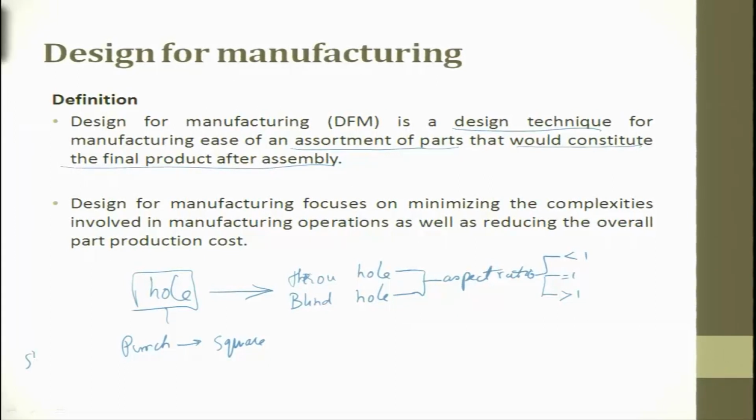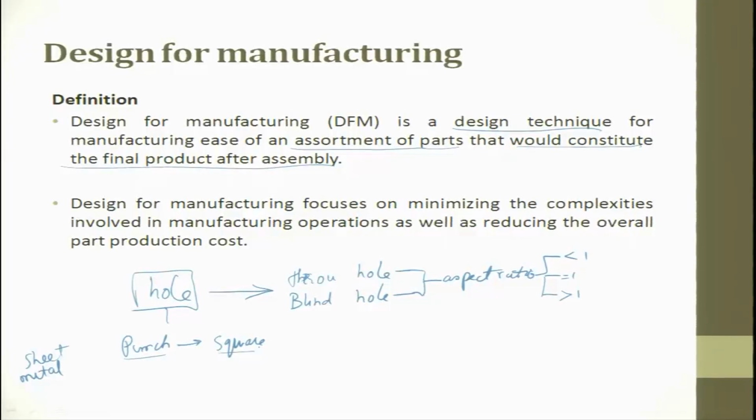For example, sheet metal, when you use it for a desktop, you see on the sides of the cover of the desktop a lot of holes. These holes are basically air vent holes to remove the heat which is generated during the working of a computer. So, you can also have punched holes where square holes or perforations can be made. If you want a larger thickness, then the hole can be of two classifications here. So, what I am trying to say is about this assortment of parts that constitute the final product after assembly.